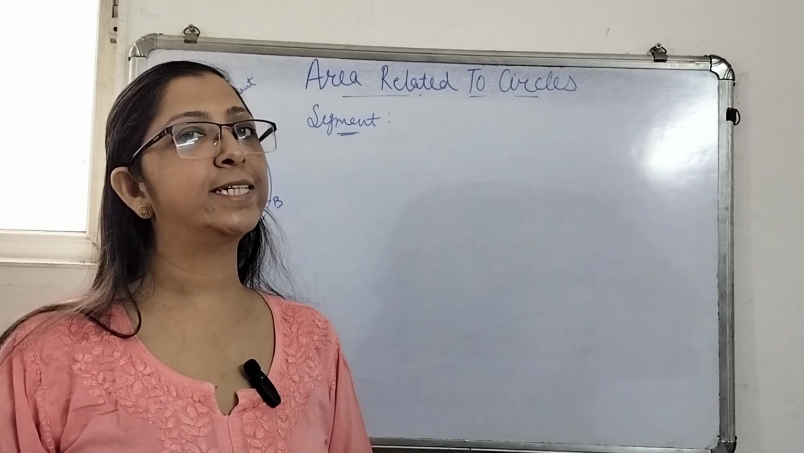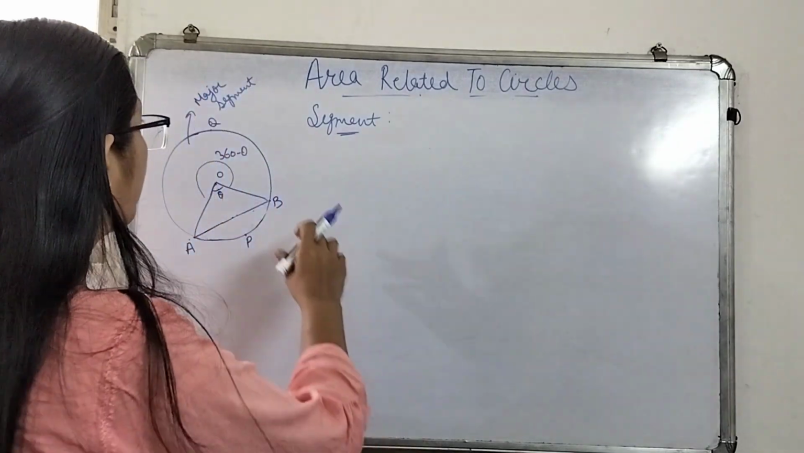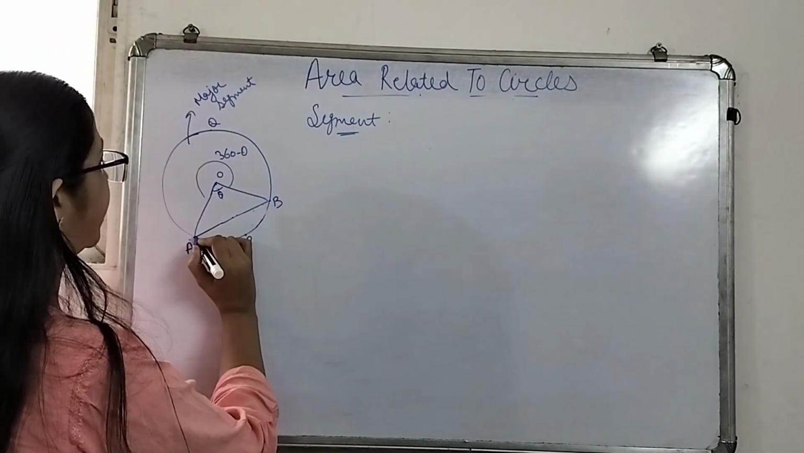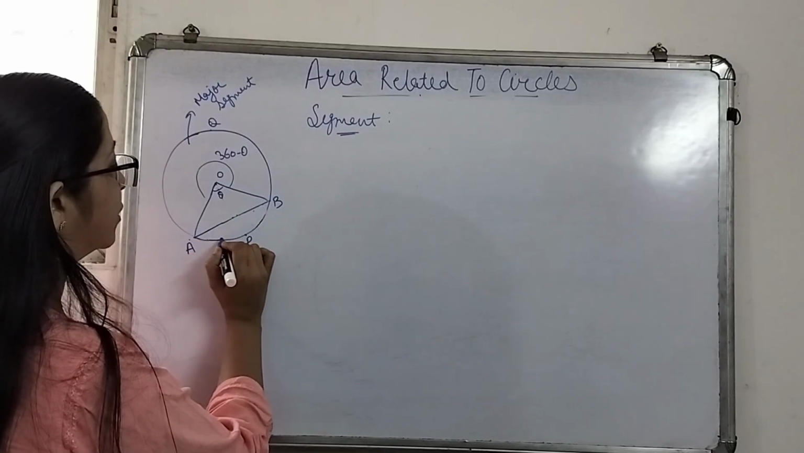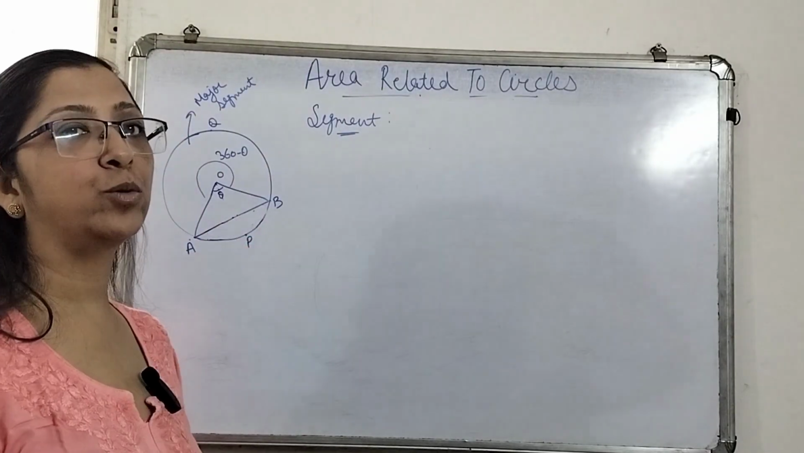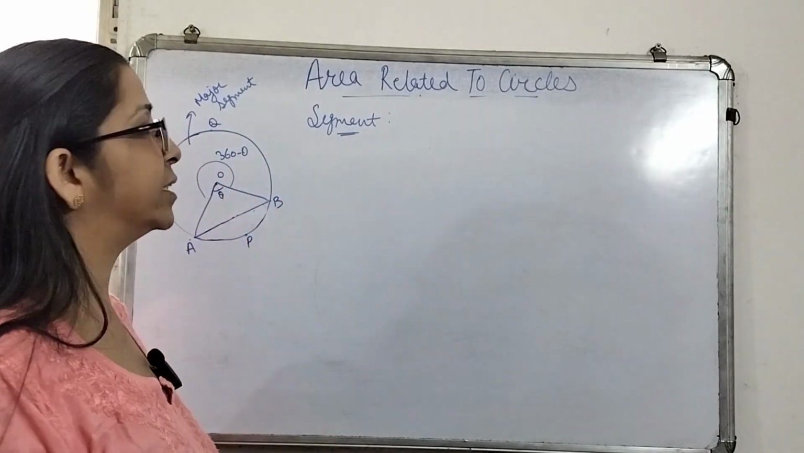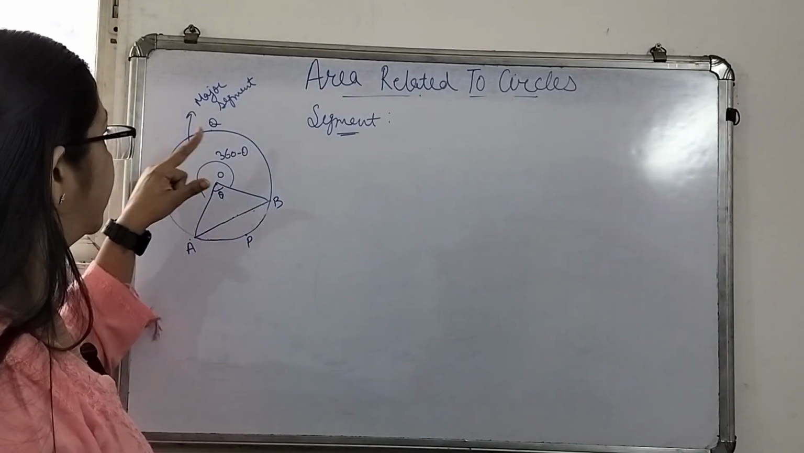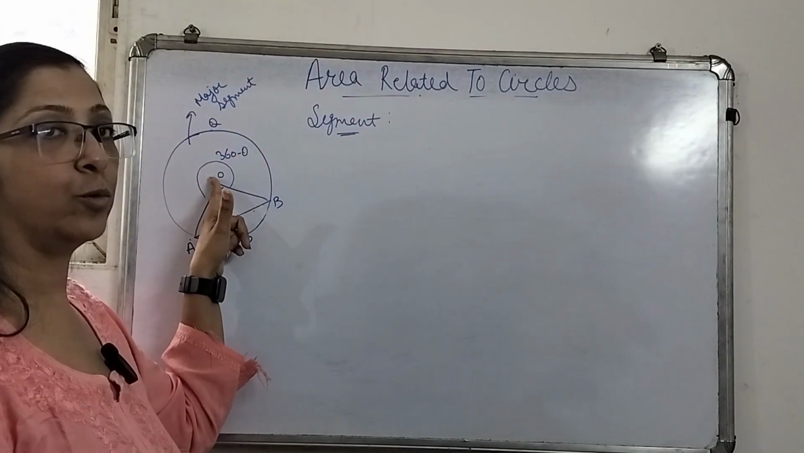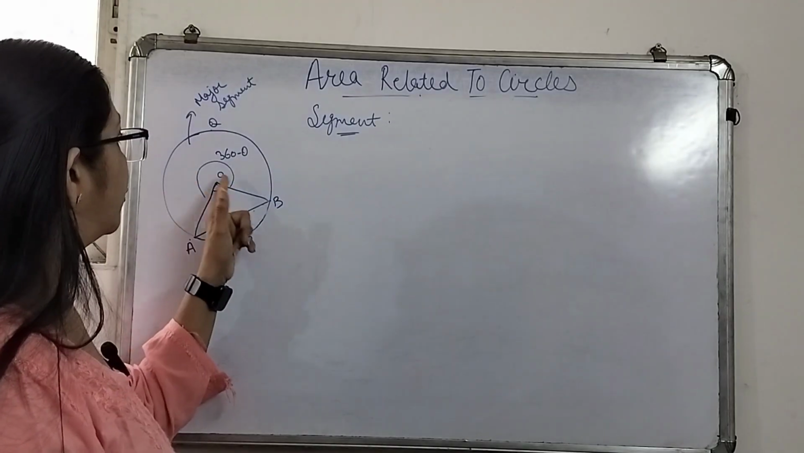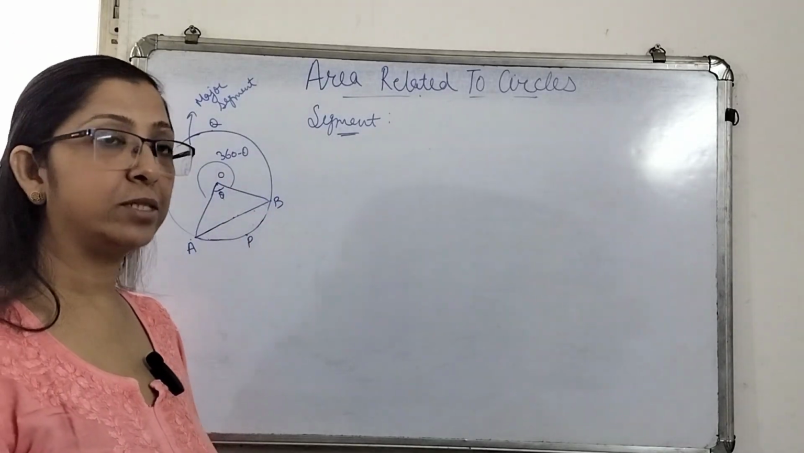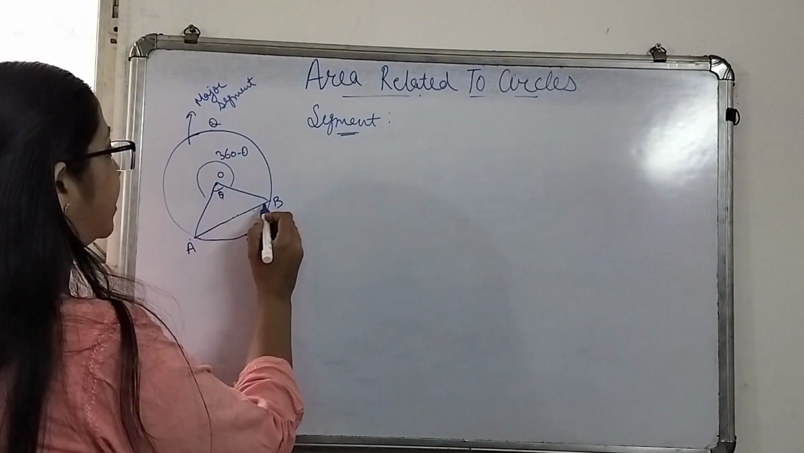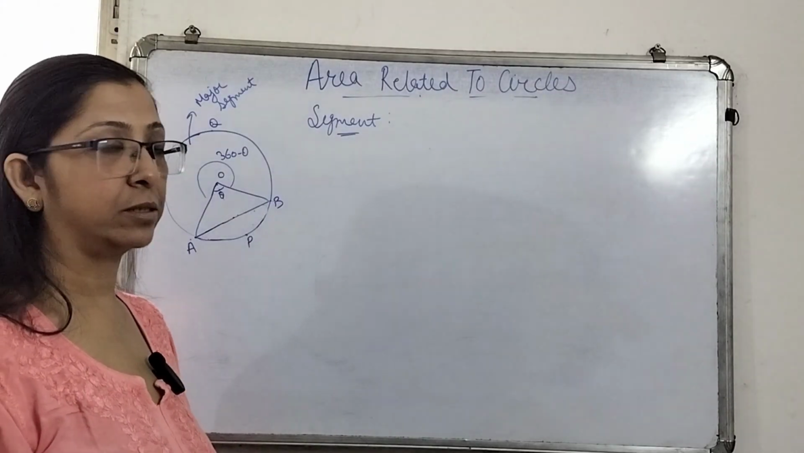Now let's see what is segment. The portion of the circular region which is enclosed by a chord and the corresponding arc is known as segment. We have learned in our previous classes also. Here we have taken a circle with center O, and OA and OB is the radius of the circle. Here we have taken AB as one of the chord of the circle.